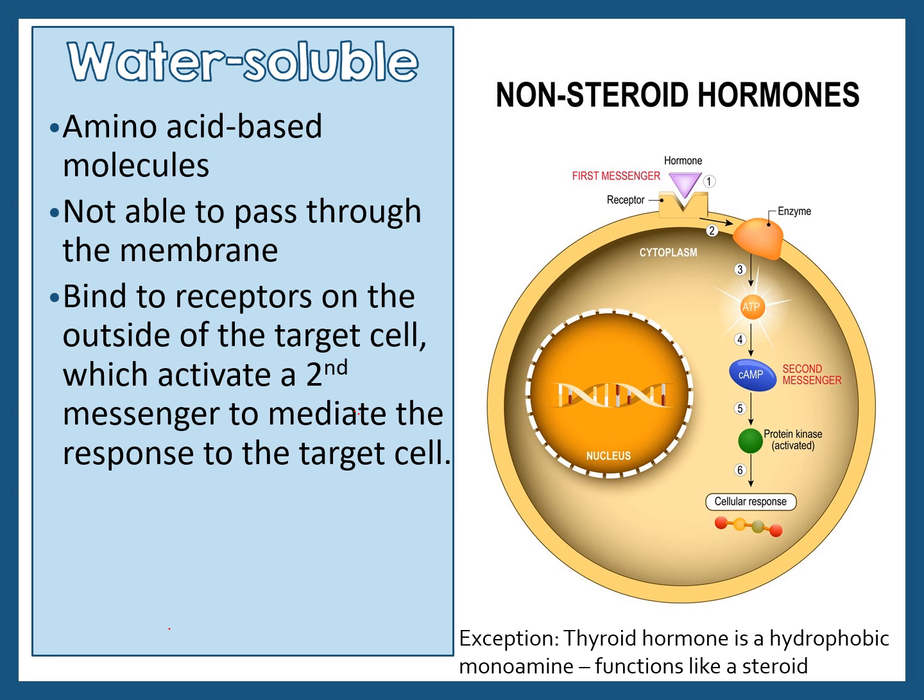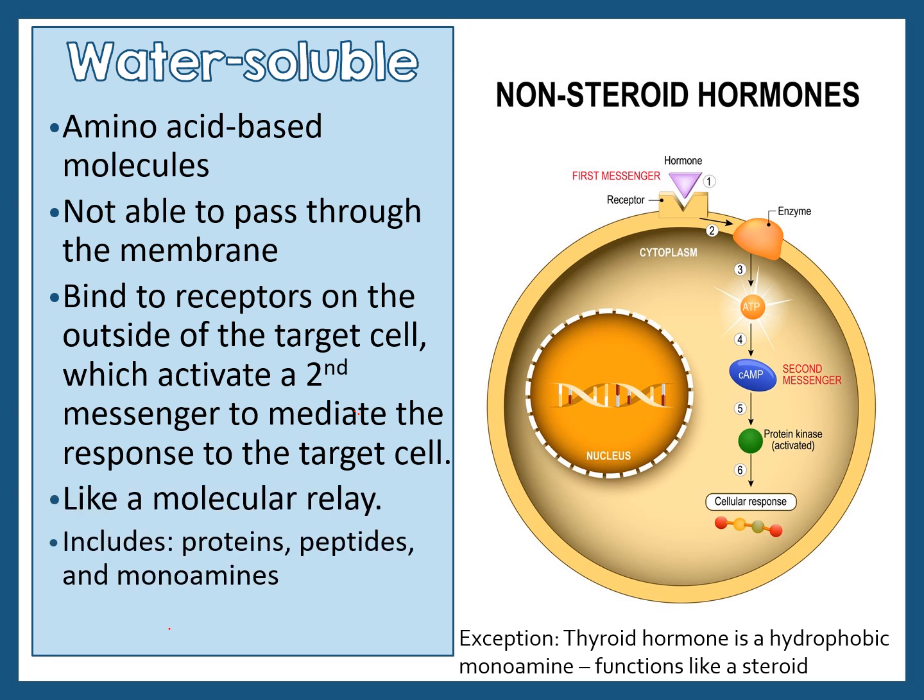So when that hormone binds to the receptor, that is going to activate this secondary messenger, and it will mediate the response within the target cell. So these are going to include things like proteins, peptides, and those monoamines, with the exception of the thyroid hormone.